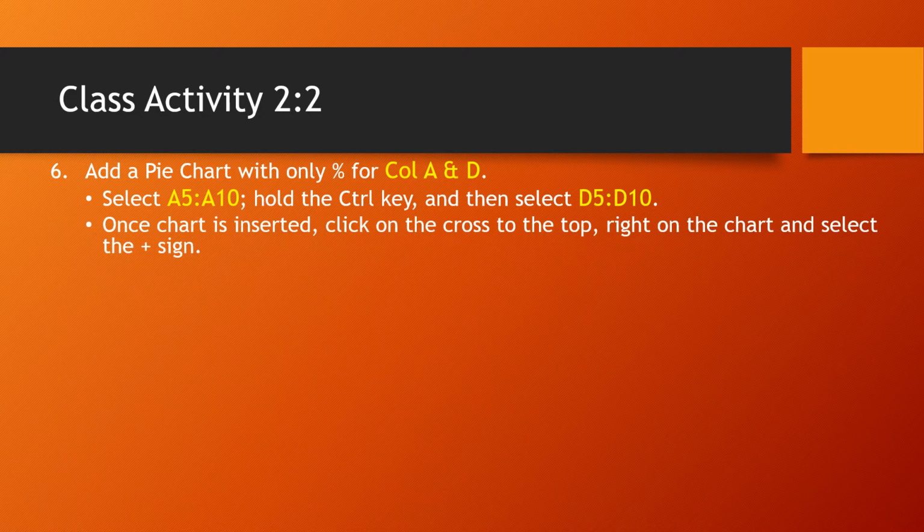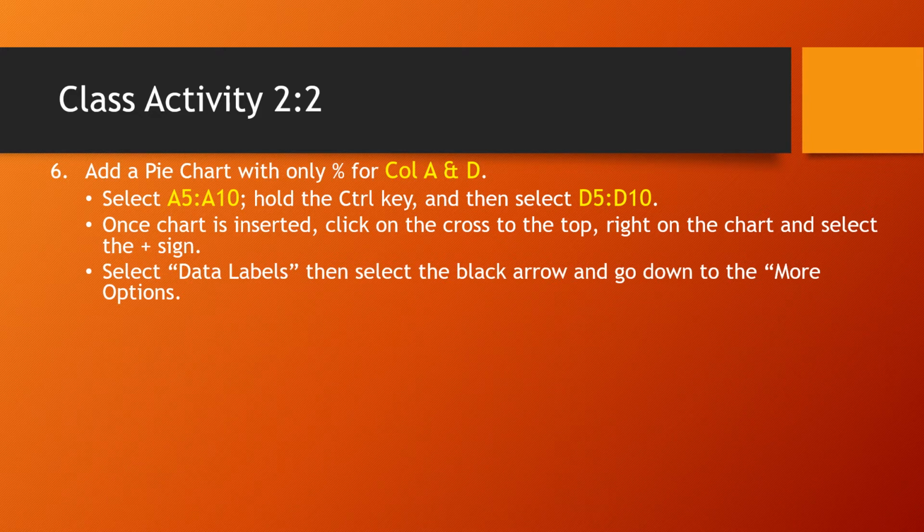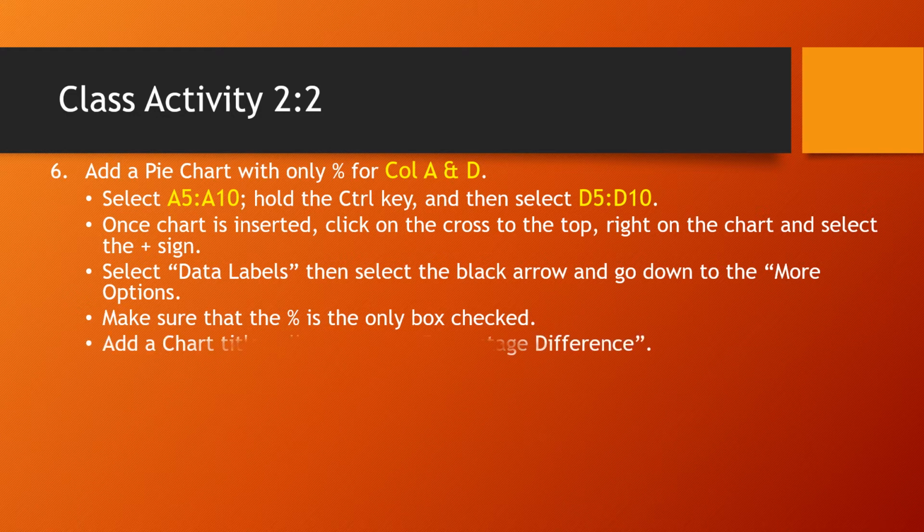Once the chart is inserted, click on the cross to the top right on the chart and select the plus sign. Select Data Labels, then select the black arrow and go down to the More options. Make sure that the percentage is the only box checked. Add a chart title called Budget Percentage Difference.